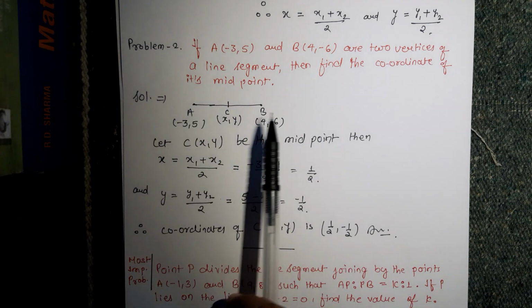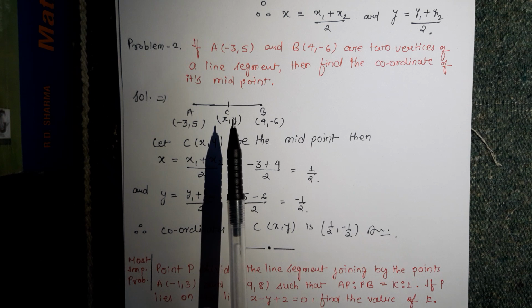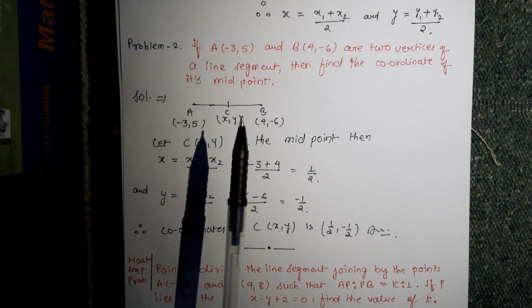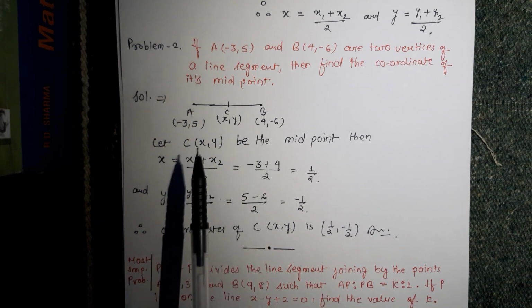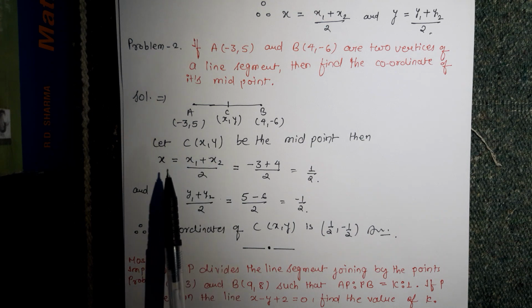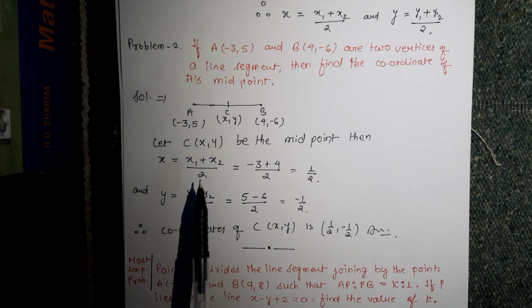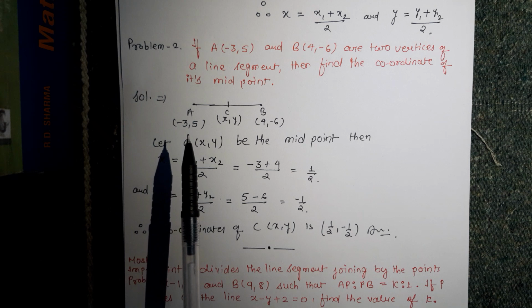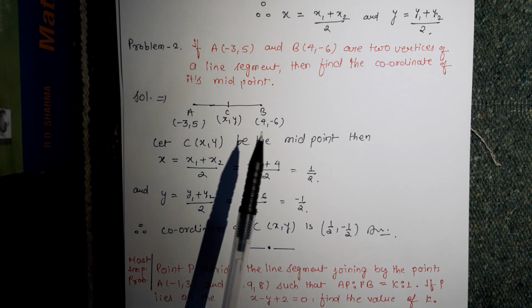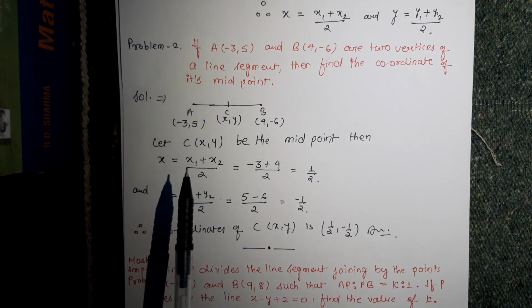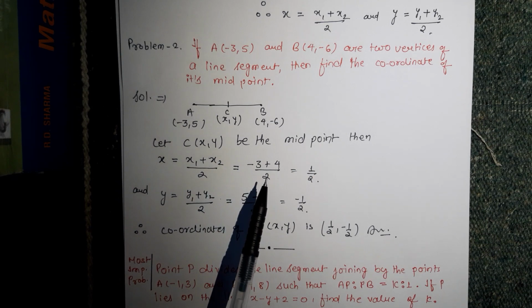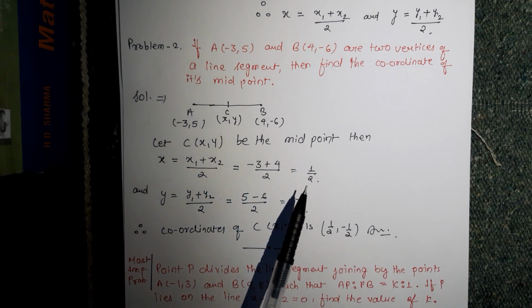So A and B are two vertices and C is the midpoint of that particular line, and we need to find the coordinate of C. So C (x, y): x will be given by (x1 plus x2) by 2. Here x1 is minus 3, x2 is 4, so it will be (minus 3 plus 4) by 2, which is 1 by 2. Fine.